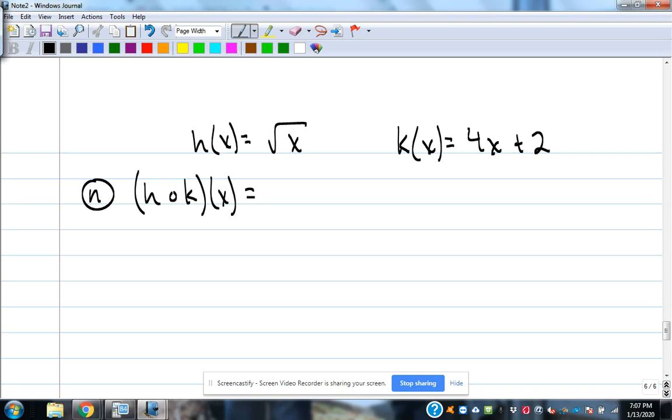So what am I doing? That's right. Put 4x plus 2 underneath the square root. Good job. That's it. That's our composite function. That was pretty easy. Now, how do we find the domain?